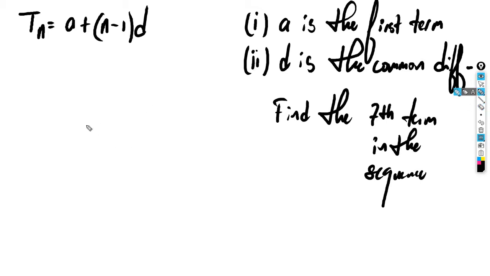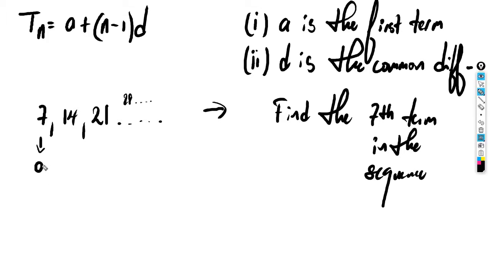All right, guys, so let's look at this example. Let's say we have 7, 14, 21, and the question says find the 7th term in the sequence. Okay, so we're going to do the same thing. Obviously, this is just increasing by 7, so this would be 28 and so on. But we need to find the 7th term in the sequence. So the first thing, we're going to identify 7 as A, which is the first term. And then we're going to subtract to find D, the common difference. We're going to subtract 7 from 14, and we should get 7.